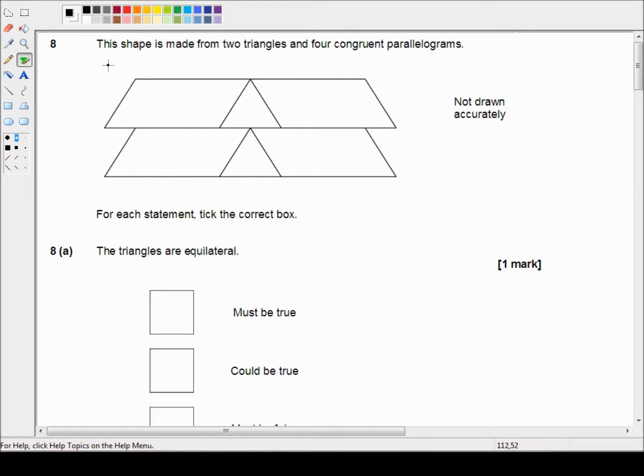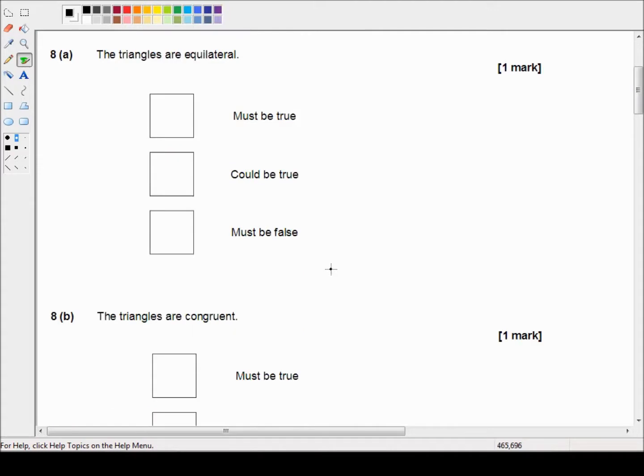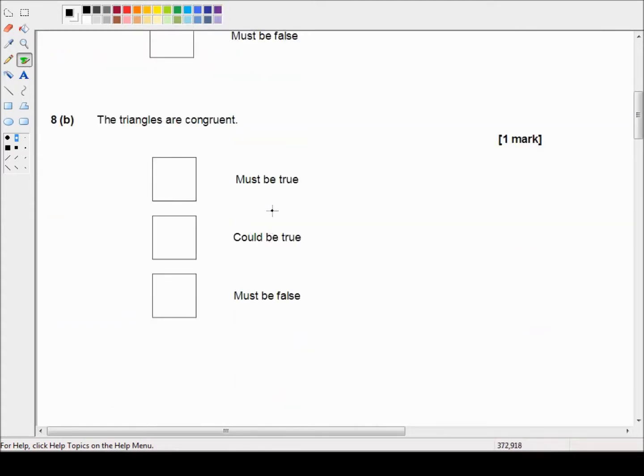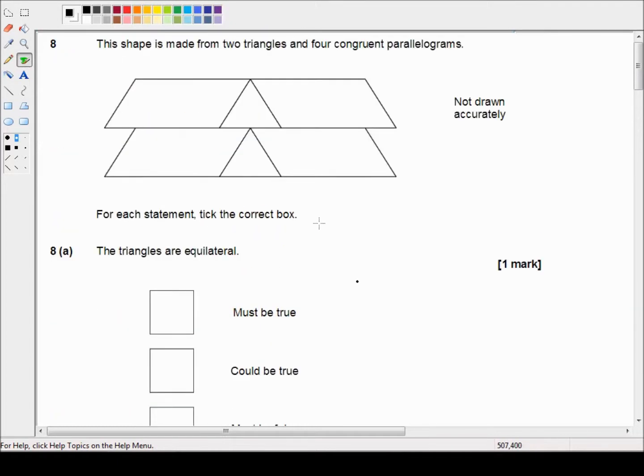which reads, this shape is made from 2 triangles and 4 congruent parallelograms. For each statement, tick the correct box. Part A: the triangles are equilateral, and we've got the options must be true, could be true, must be false. Part B says the triangles are congruent, and we've got the same options.